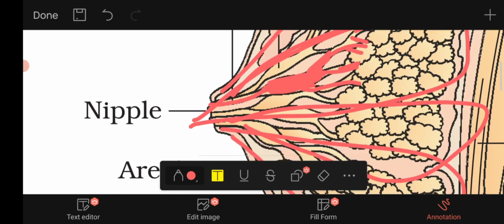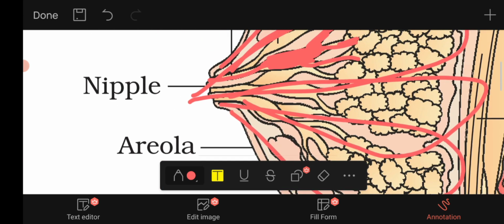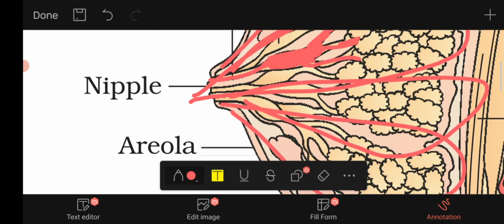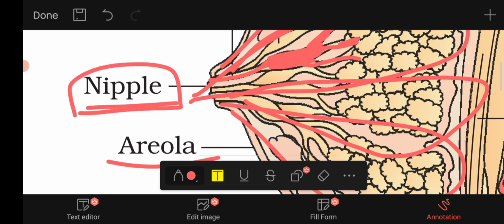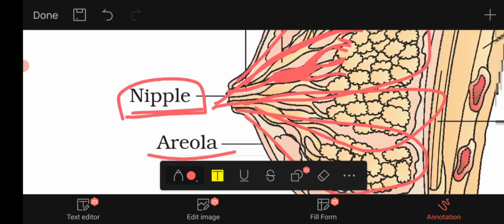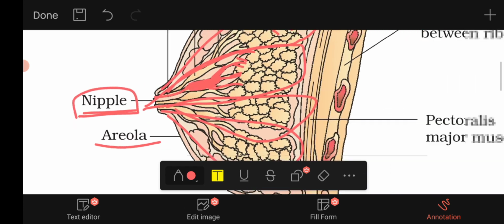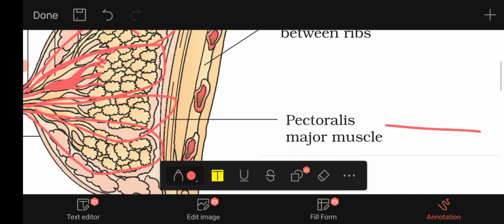So this terminal part is called the nipple, and it has a darkly pigmented surrounding area called the areola. This part is called the nipple, through which the milk is sucked out. It has the opening of the lactiferous ducts, and the darkly pigmented region around this nipple is called the areola. It is actually a hyperpigmented region.